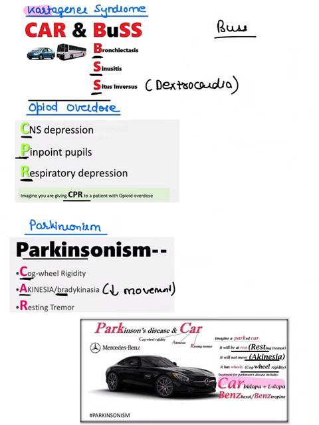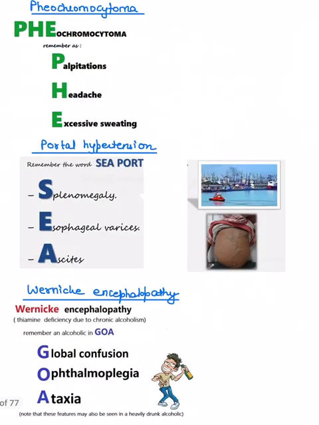Here we give carbidopa plus L-dopa because it prevents the peripheral decarboxylation. Hence, more amount of it reaches the blood-brain barrier. So it's more effective. Now coming on to the pheochromocytoma.